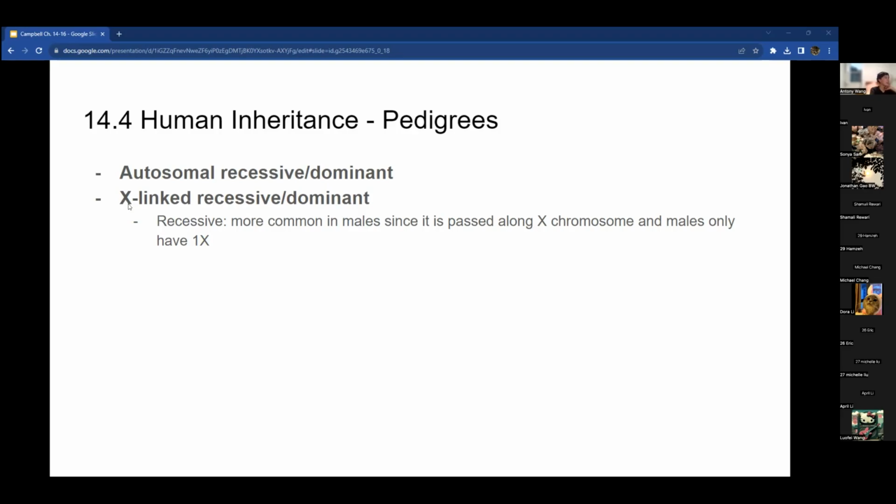An X-linked recessive gene is a gene that is found only on your X chromosome, specifically like the XX chromosome. That's pretty self-explanatory. Does anyone know why there are very few Y-linked recessive or dominant genes?